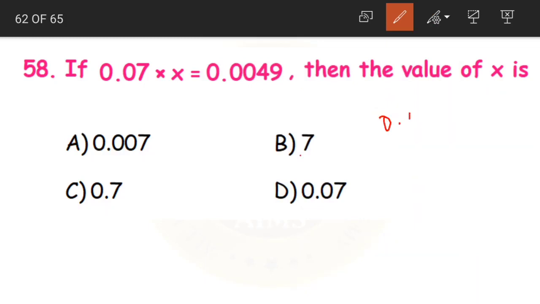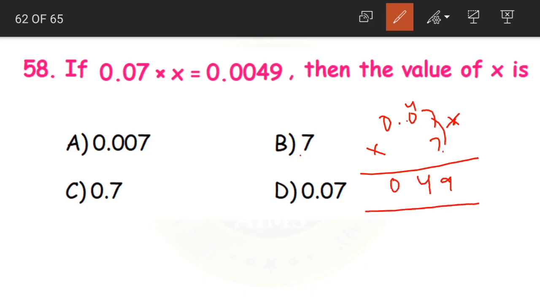Next, coming to option B, 0.07 into 7. We have 7 sevens are 49, 4 carried, 7 zeros are 0 plus 4, 7 zeros are 0. 049 is our answer, and we are having 2 decimal places, so we'll place the decimal point here. Again, this is not matching with the product given in the question, so option B is also wrong.